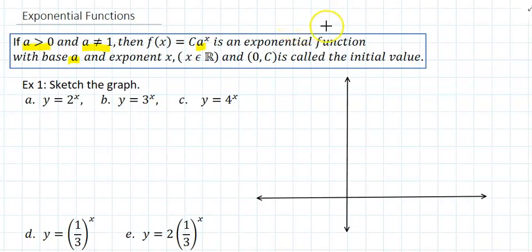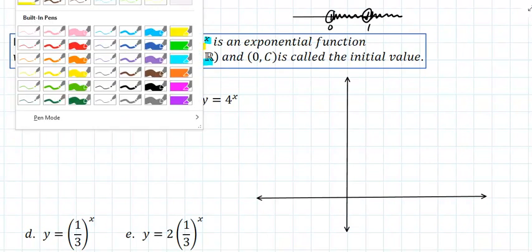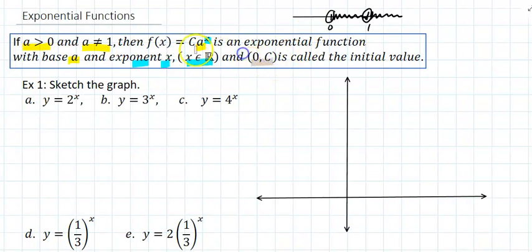So we have these cases. We have the case a is bigger than 0 and not equal to 1. So the exponent is x, which could be any number you want, and a is a number that's not 1 and bigger than 0, always positive. And the point (0, c), if you put 0 in for x, you get c, is the initial value. That's extremely important for applications.